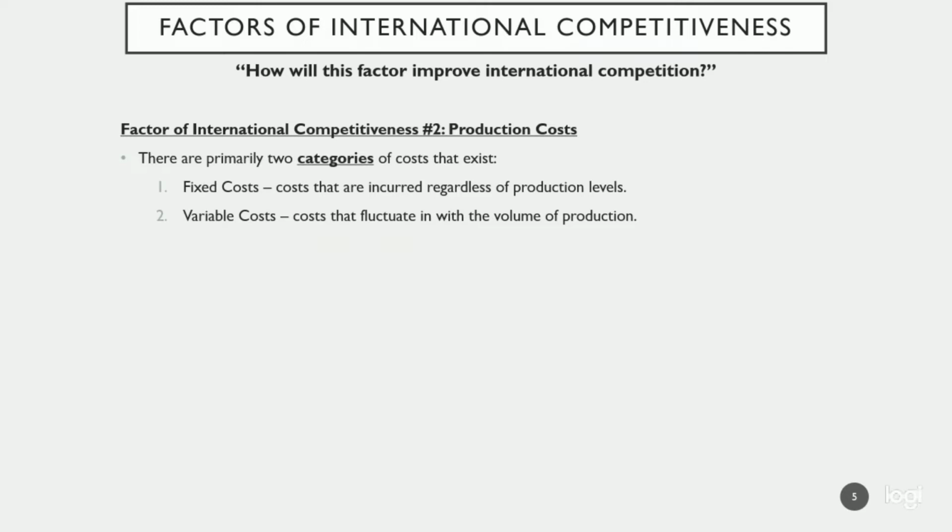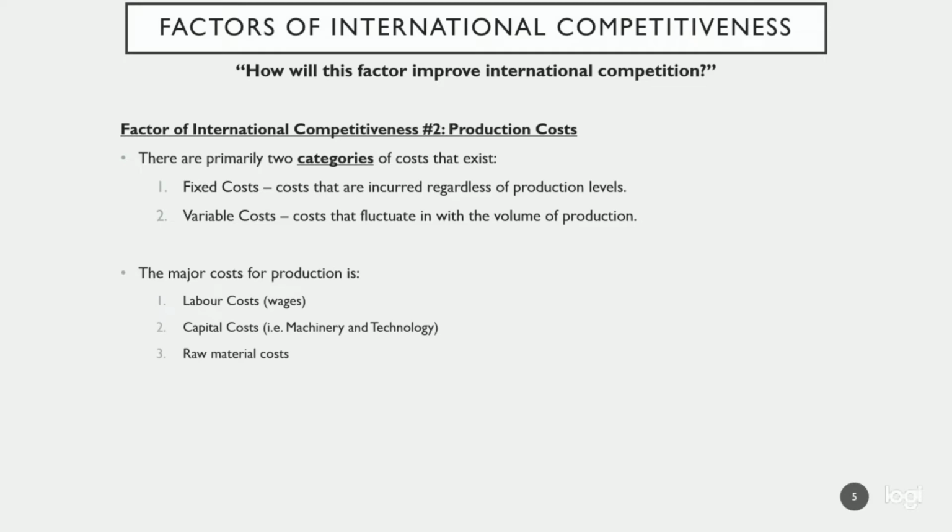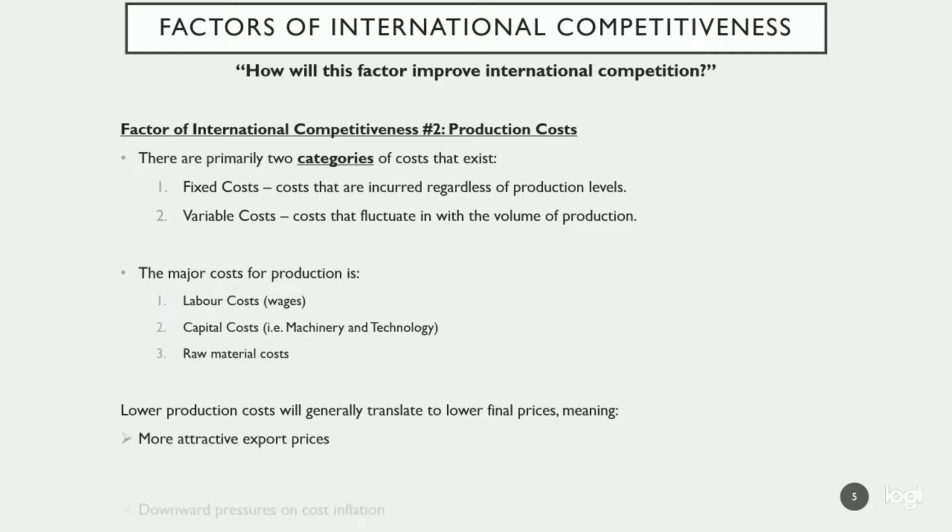So if you're producing a small quantity in a given period, then you'd expect costs to be lowered. Maybe material costs or wage costs would be falling. However, in another period where there's high quantities required to be produced, those same costs are likely to be also higher. And so the major costs of production that we think about are labor costs, capital costs, and raw material costs. And similar to productivity, if we're able to reduce our production costs, it means we're able to lower our final prices, which means that our export prices are more attractive.